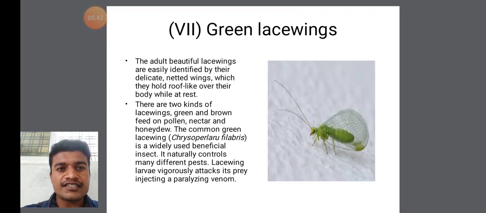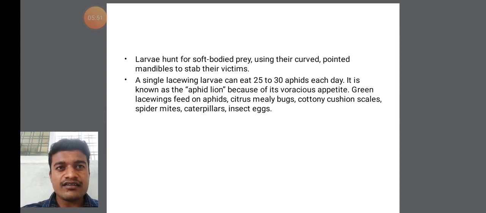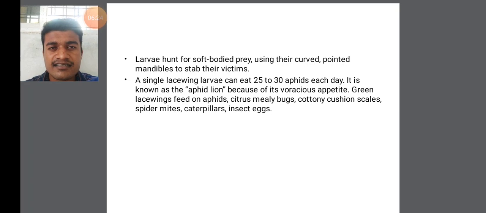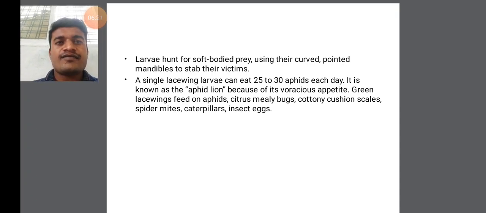Lacewing larvae vigorously attack their prey, injecting a paralyzing venom. The larvae of lacewings hunt for soft-bodied prey, using their curved, pointed mandibles to stab their victims or to hold them. A single lacewing larva can eat 25 to 30 aphids each day. It is known as the aphid lion because of its voracious appetite. Green lacewings feed on aphids, citrus mealybugs, cottony cushion scales, spider mites, caterpillars, and insect eggs. Here this lacewing is also economically important to control different types of pests in the environment.